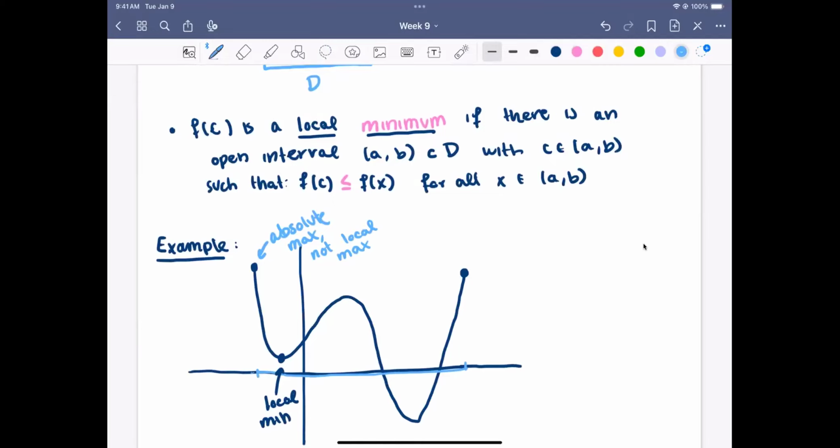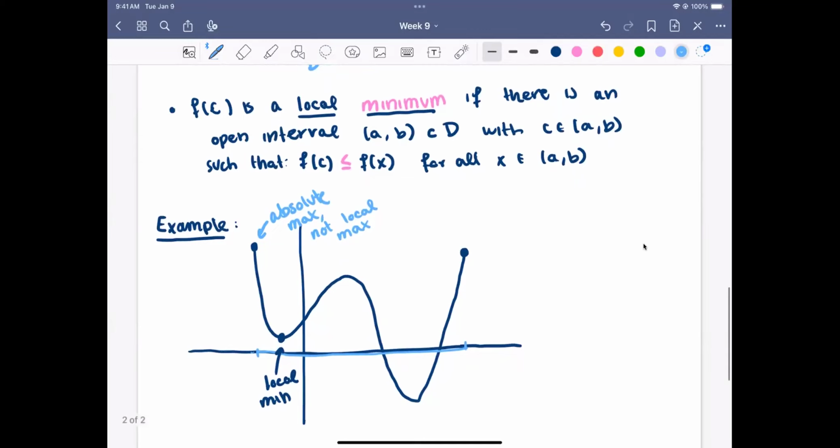Okay, what about this one? Yeah, that's a local max. What about that? And is it local? Yes. Okay, yeah, so this one is an absolute minimum and it's a local minimum. Okay, so we get this one is local max. This one is absolute min and local min.